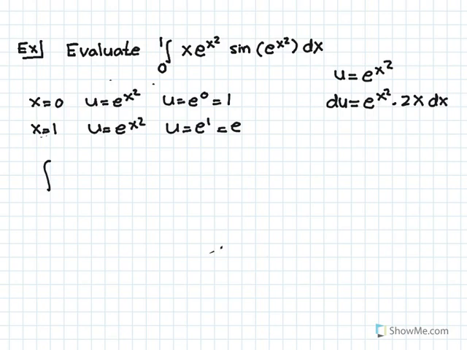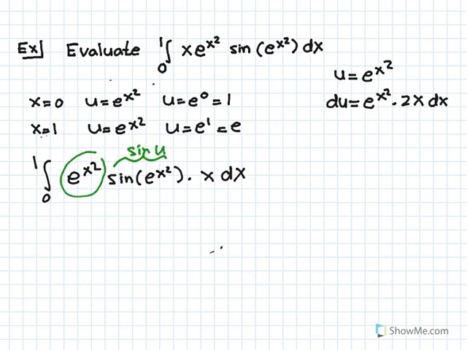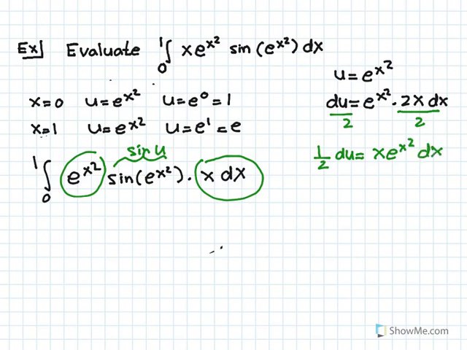Alright, so what we have is the integral from 0 to 1 of e to the x squared, sine of e to the x squared, times x dx. Now this part of the integrand is going to be sine of u. And for x e to the x squared dx, if we divide both sides by 2, we get 1/2 du equals x e to the x squared dx. So this part is just 1/2 du.